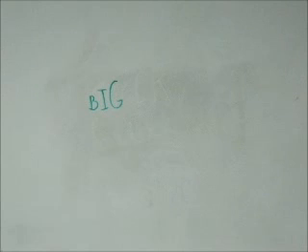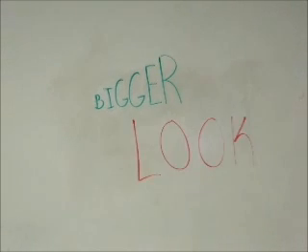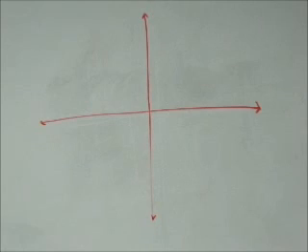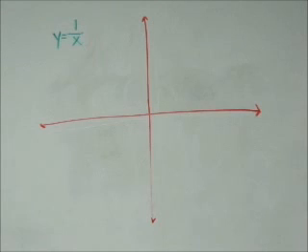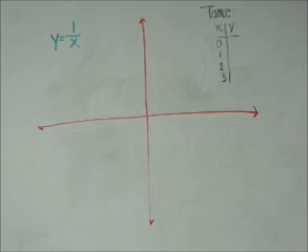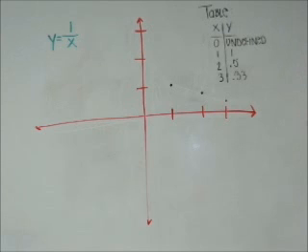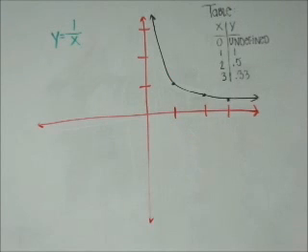Now, let's have a bigger look on this subject. For this, we'll obviously need a bigger graph. Let's refer back to y equals 1 over x. Here we have our table again with our inputs of 0, 1, 2, and 3, with the same outputs of undefined, 1, 0.5, and 0.33. This is just like the graph we made previously.